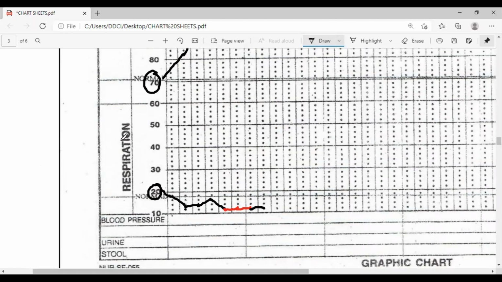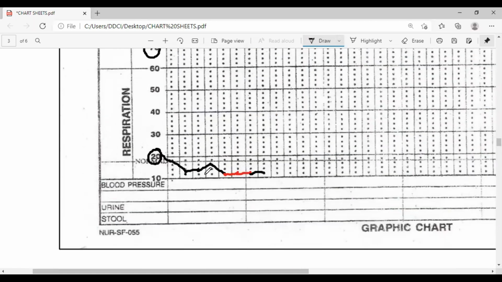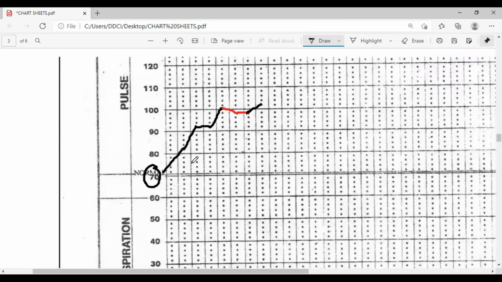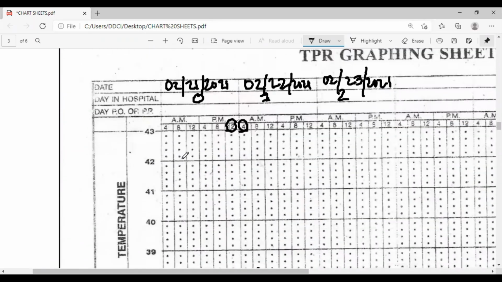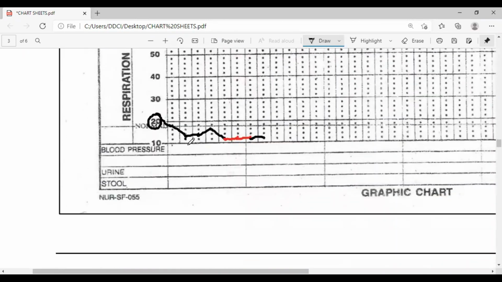Now, in putting in your blood pressure, you have to place the result directly below the time you took the blood pressure. So this is your 8 a.m. Just below, you put in your blood pressure. For example, your blood pressure is around 120 over 80. Then the next shift you have your 110 over 70, and so on and so forth.